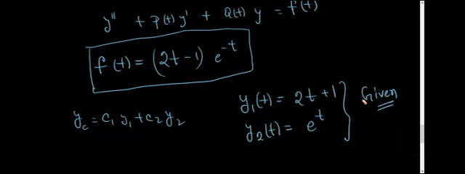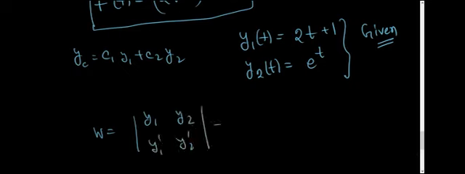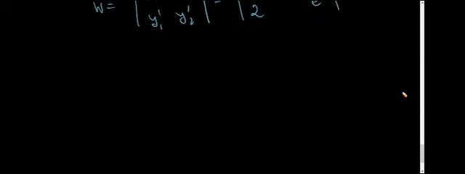Remember, we are not solving them, these are given to us. So using this, now our first job is to find the Wronskian. The Wronskian is y1, y2, y1 prime, y2 prime. Putting in y1 = 2t plus 1, y2 = e^t, and their derivatives 2 and e^t, this determinant turns out to be (2t minus 1) e to the power t. This is the Wronskian. Now we want to solve for u1 and u2.